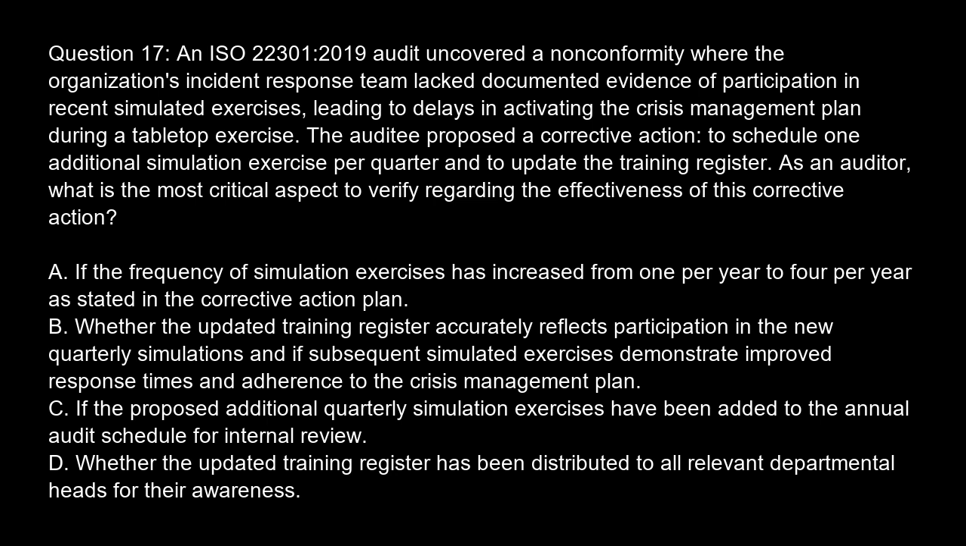Option A. If the frequency of simulation exercises has increased from 1 per year to 4 per year as stated in the corrective action plan. Option B. Whether the updated training register accurately reflects participation in the new quarterly simulations, and if subsequent simulated exercises demonstrate improved response times and adherence to the crisis management plan. Option C. If the proposed additional quarterly simulation exercises have been added to the annual audit schedule for internal review. Option D. Whether the updated training register has been distributed to all relevant departmental heads for their awareness.